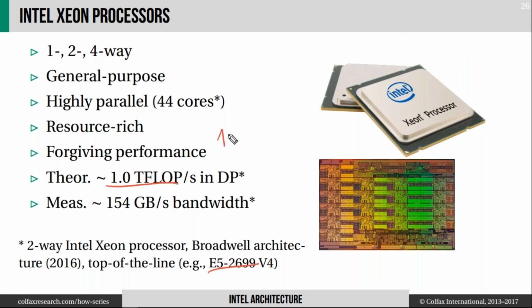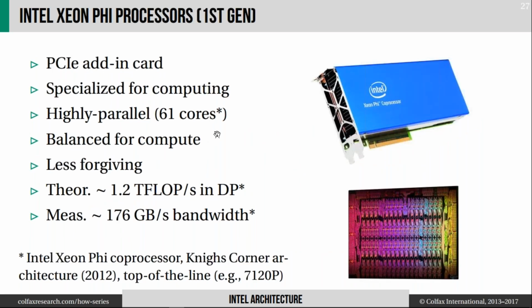Teraflop stands for 1 trillion floating point operations per second. And this is in double precision for the fused multiply-add operation. If you do a different kind of math, the theoretical peak is different. The memory bandwidth that you can expect on this two-way processor is up to 154 gigabytes per second, as measured by the Stream benchmark. Let's contrast it to a Xeon Phi processor.